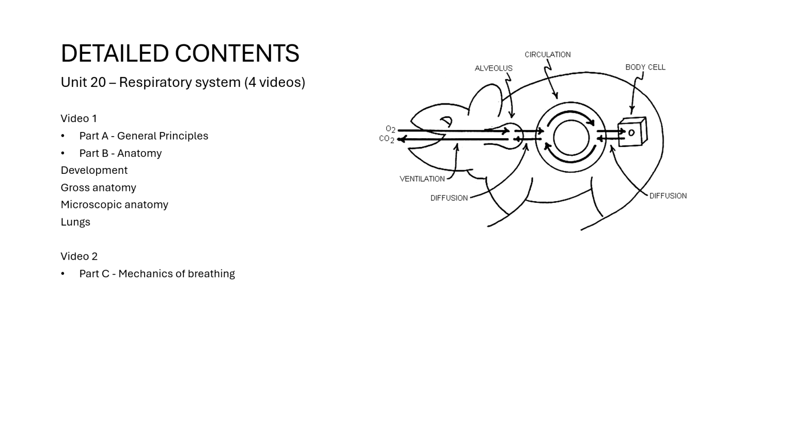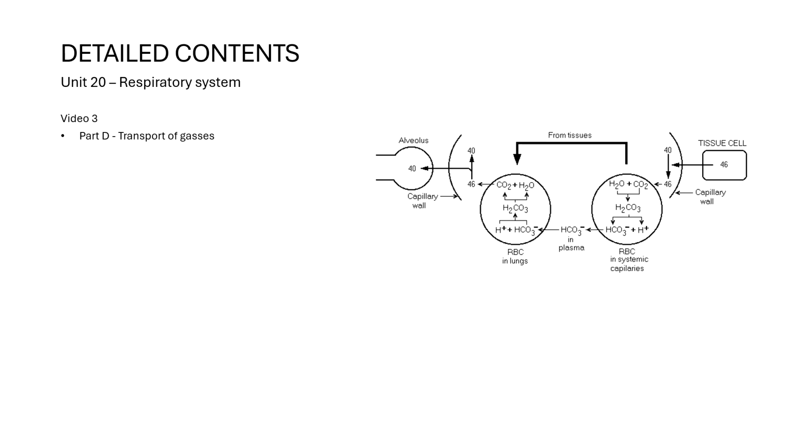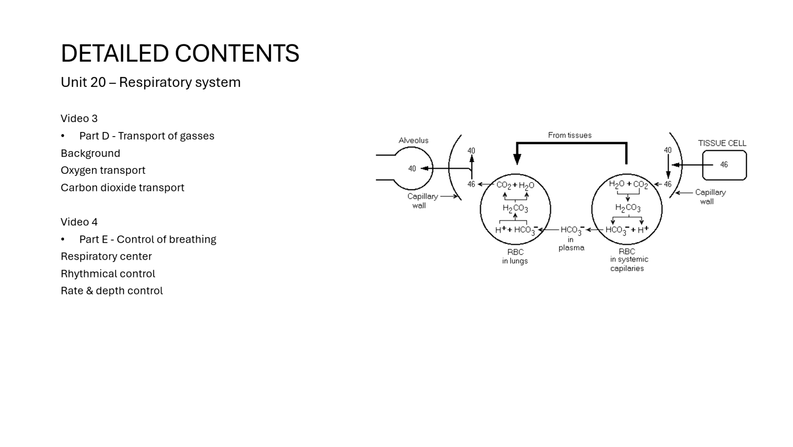The second video has Part C, the mechanics of breathing. Background, resistance, Boyle's law, inspiration and expiration, and lung capacities. Video 3 includes transport of gases, background, oxygen transport, and carbon dioxide transport. Part E, the control of breathing, includes respiratory center, rhythmical control, and rate and depth control. These are found in Video 4.